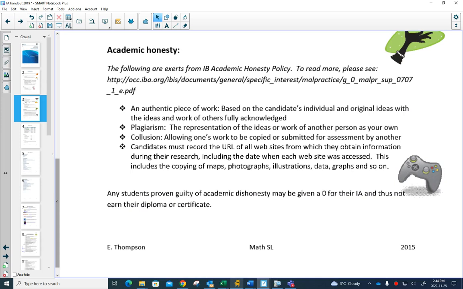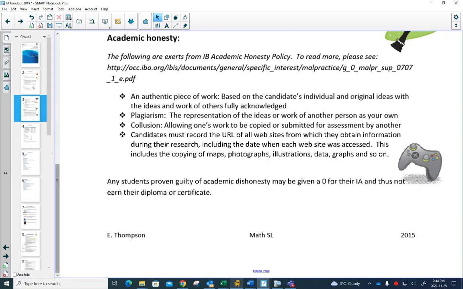Okay? Now, most often it's not like, oh, I'm going to let somebody else copy. You're doing different topics. Copying doesn't really matter. So, okay? So if you are found guilty of academic dishonesty, you get a 0 for your IA.